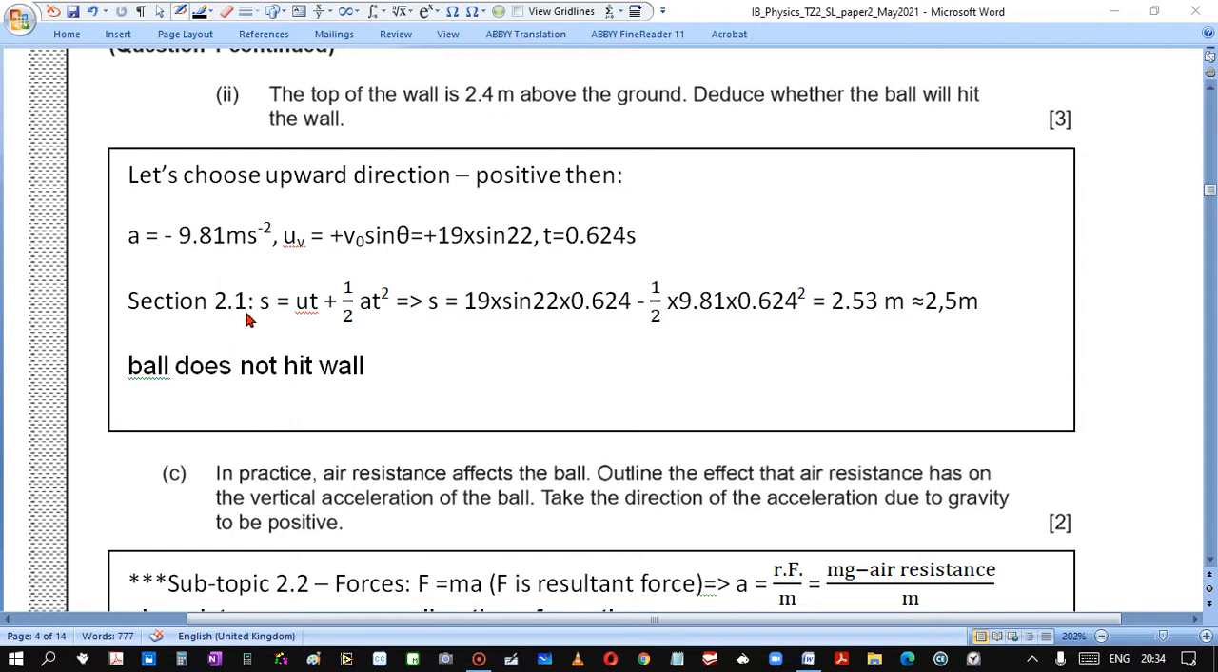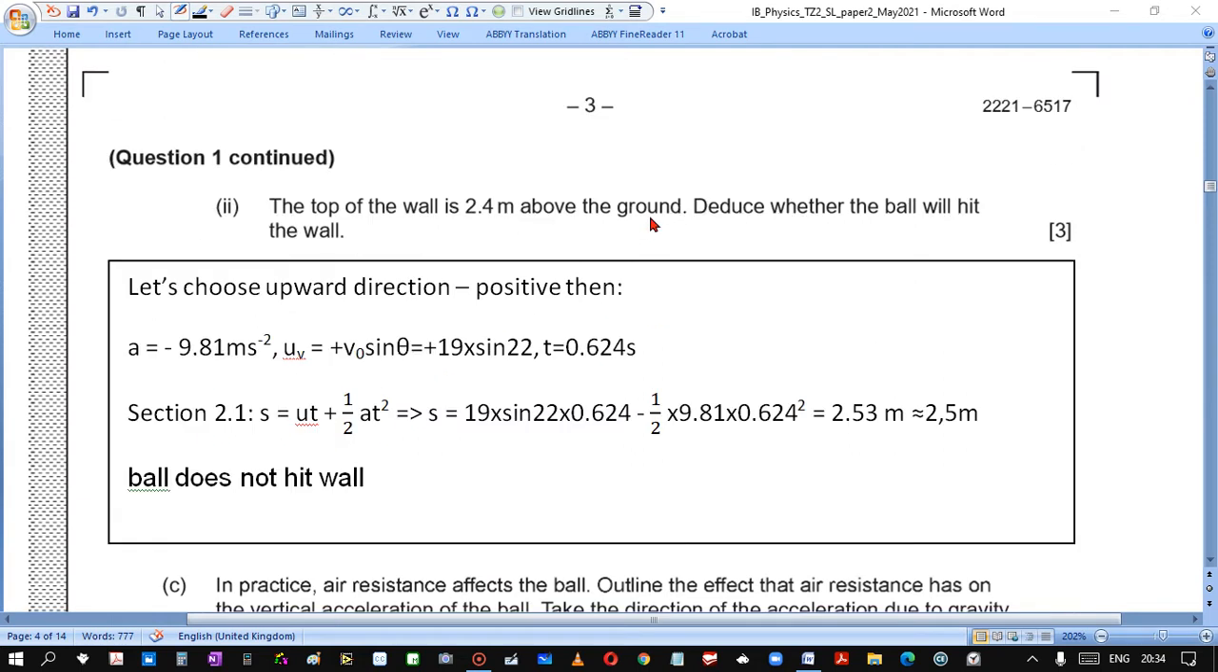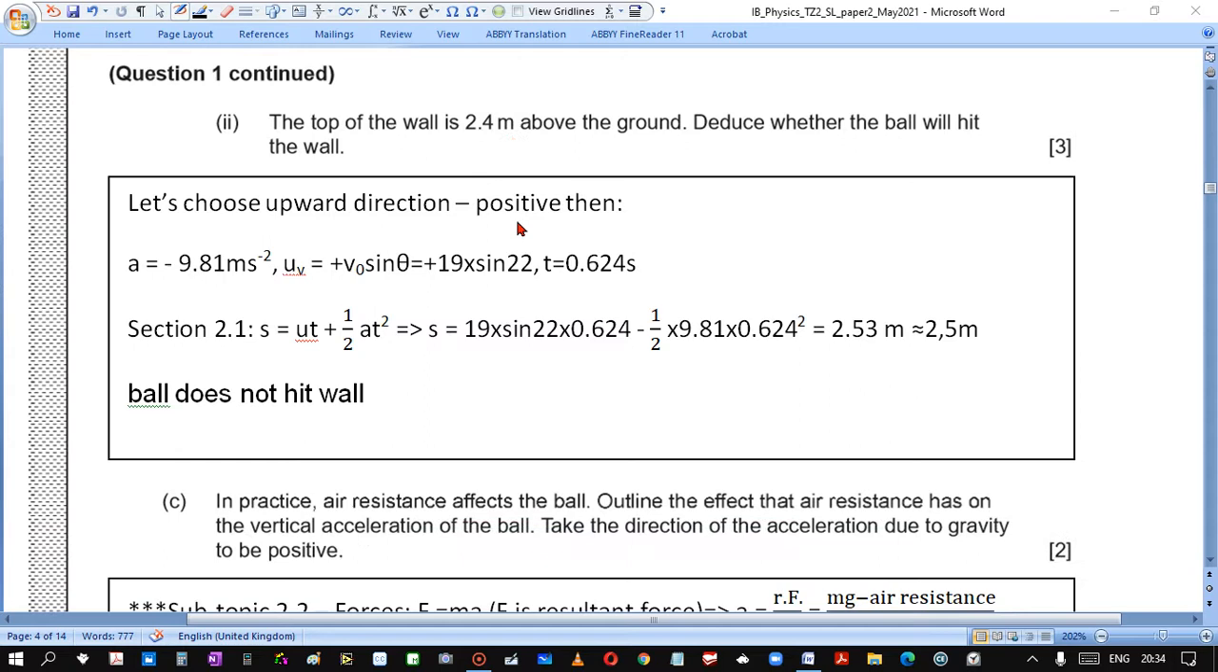From section 2.1 we have this vertical displacement formula. So we put values of acceleration, time, initial velocity, which is positive. We take into account the signs and we get 2.5 meters. The ball does not hit the wall because the wall is 2.4 meters, so it goes above the wall.